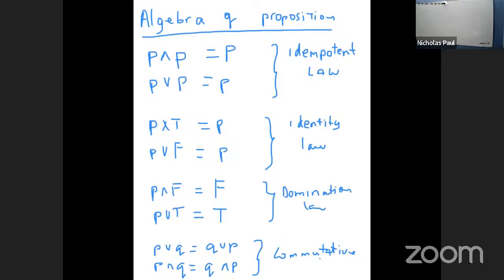All right, so here are some of the algebra of propositions. You don't have to memorize the laws, just make sure you can apply them. Remember I showed you this last week: P and P will always be P, and P or P will always be P.